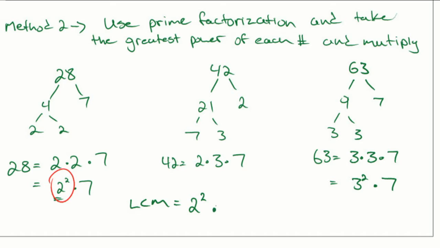And then I had a 3 squared over here, so that was my 3. And then what else did I have? I had a 7. Are there any factors I missed? I have a 2, I have a 3, and I have a 7.